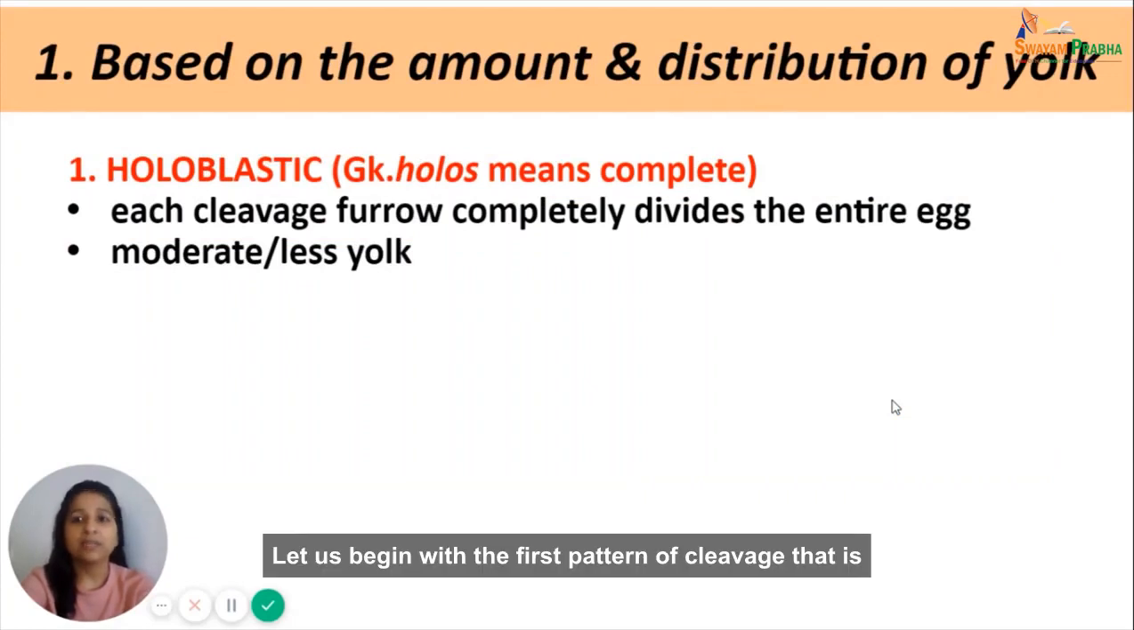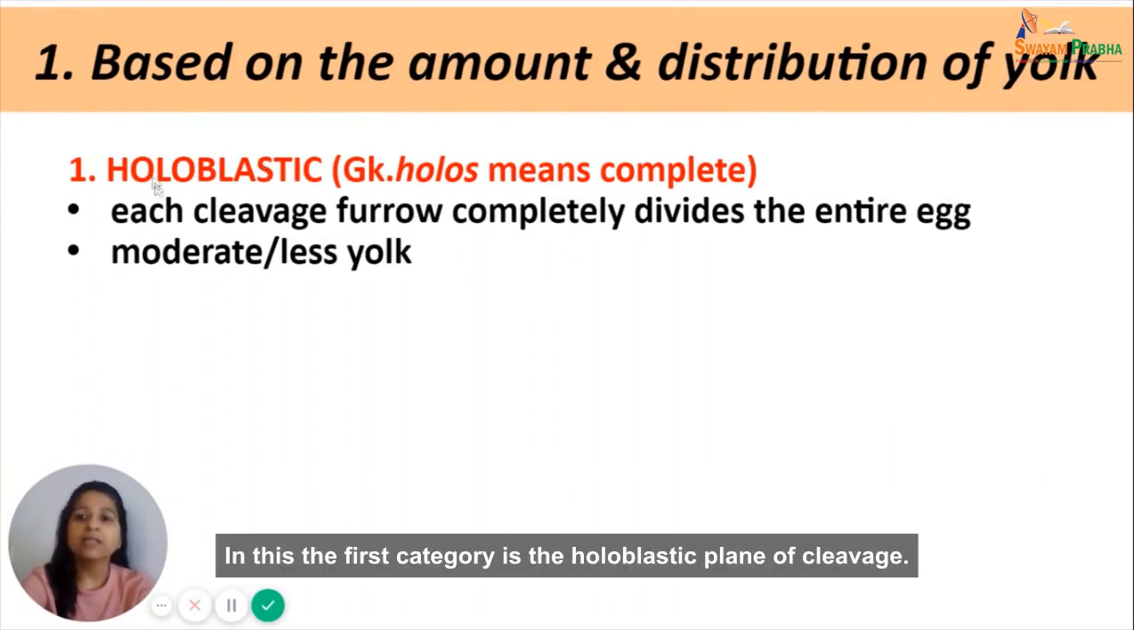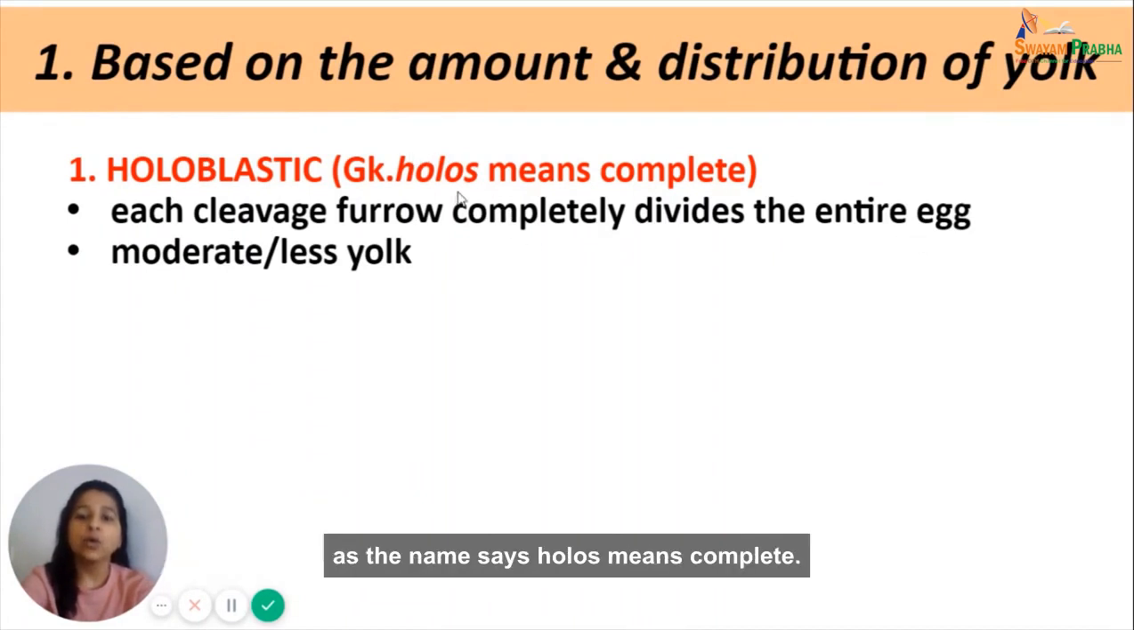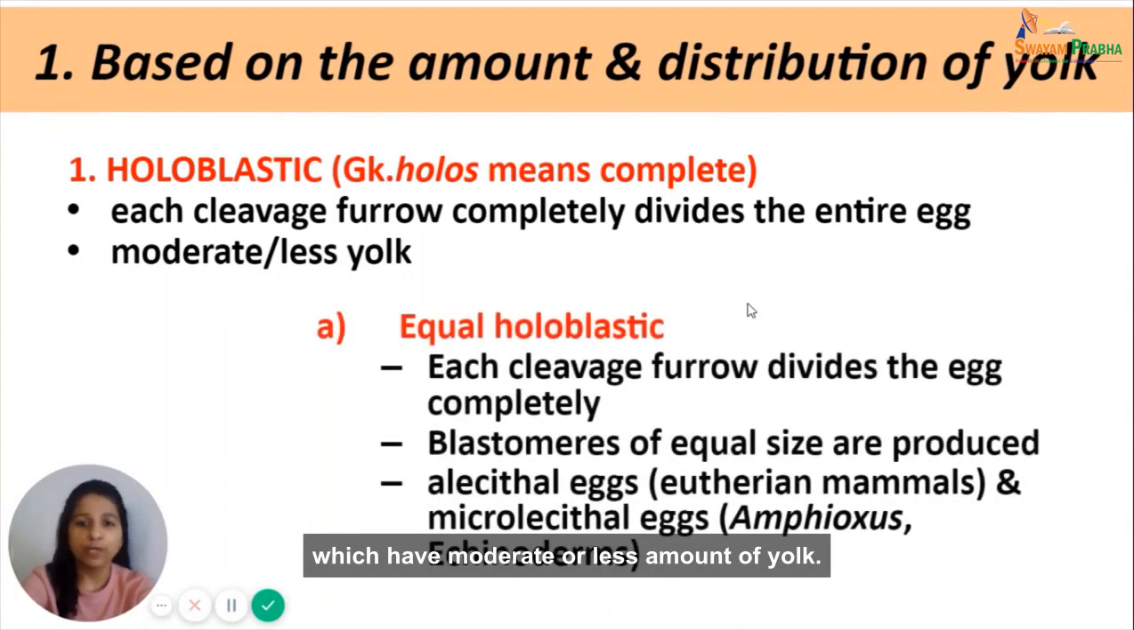Let us begin with the first pattern of cleavage, that is based on the amount and distribution of yolk. In this, the first category is the holoblastic plane of cleavage. In holoblastic, each cleavage furrow completely divides the entire egg, as the name says, holos means complete. And this type of cleavage occurs in the eggs which have moderate or less amount of yolk.